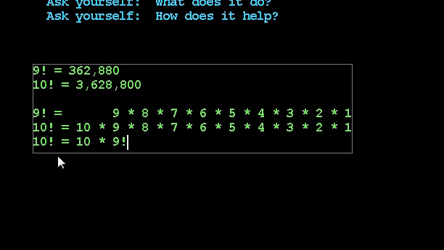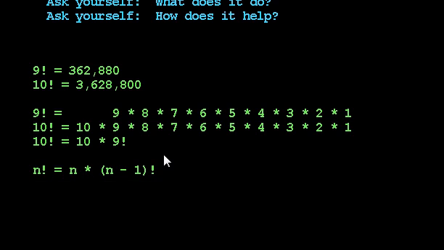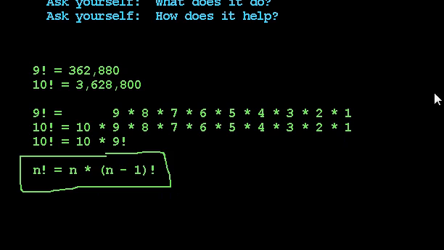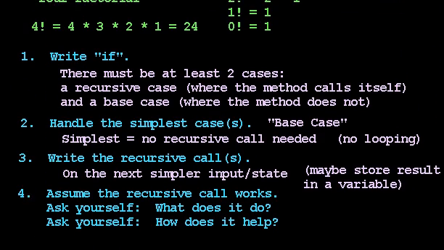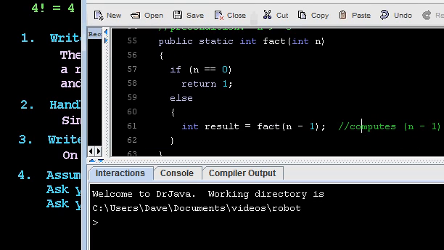And we can use this idea. This is a recursive definition. 10 factorial is 10 times 9 factorial; it is defined in terms of 9 factorial. Therefore, n factorial for any n greater than 0 is n times n minus 1 factorial. That's a recursive definition of factorial. And that's excellent, because what we were asking ourselves was, how does it help to make that recursive call? Here our recursive call was computing n minus 1 factorial.